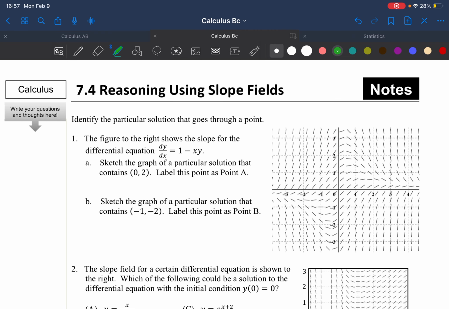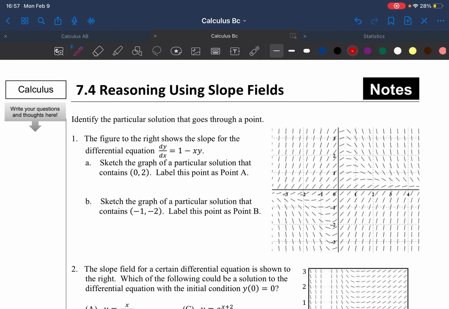Okay, 7.4, reasoning using slope fields. It says, identify the particular solution that goes through a point. The figure to the right shows the slope field for the differential equation dy/dx is equal to 1 minus xy. Sketch the graph of a particular solution that contains (0, 2) and label that as point A. Okay, so that's what I'm going to do.